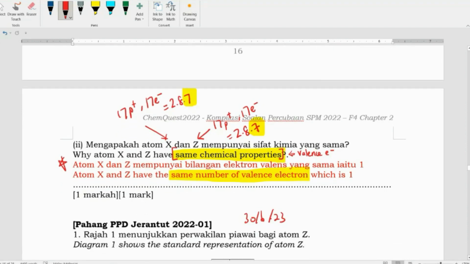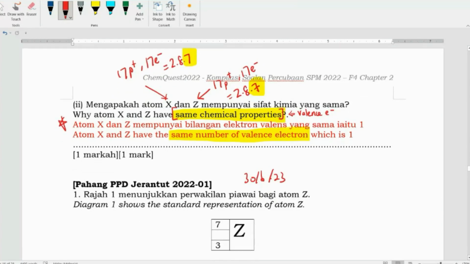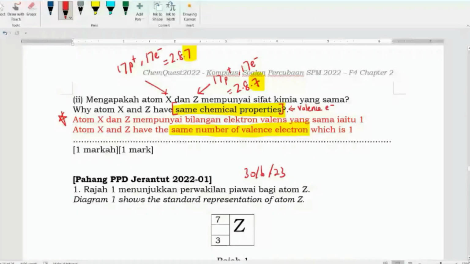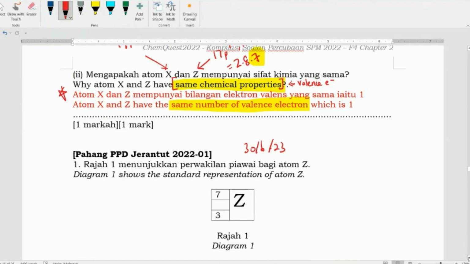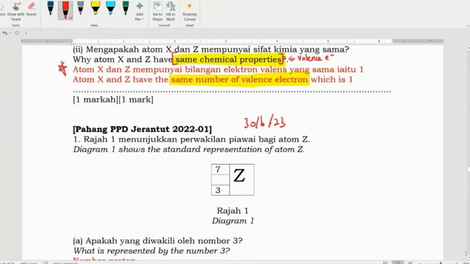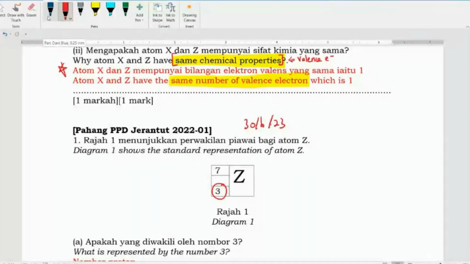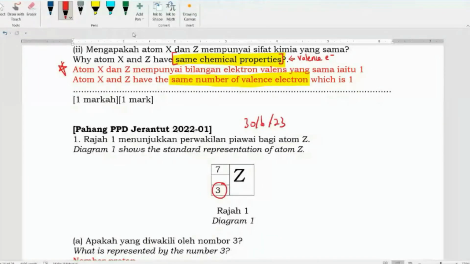Okay, next we look into the standard representation. Now we look into this question. Question number 1. Jerome, can you read the question? Diagram 1 shows the standard representation of atom Z. (a) What is represented by the number 3? So what does this 3 represent? Jerome? Proton number. Yes, very good.